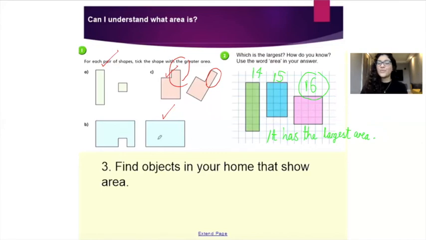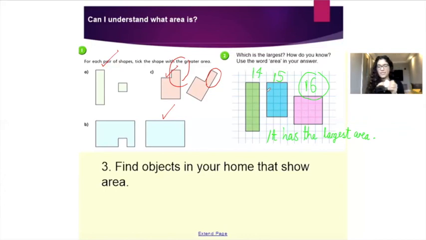Question number 3 is to find objects in your home that show area. So find anything in your house for which you can calculate the area. Now, your items in your house won't have squares like we have here, which makes it really, really easy to count up your area. But maybe what you could do instead is find 2 objects and compare them together to see which one has the bigger area.